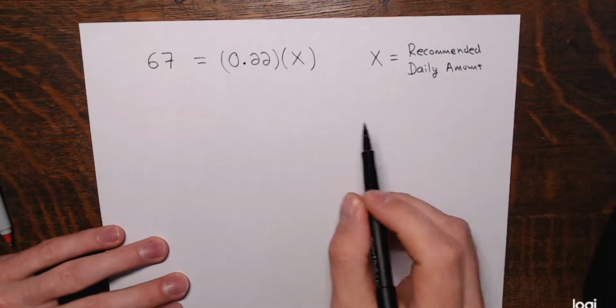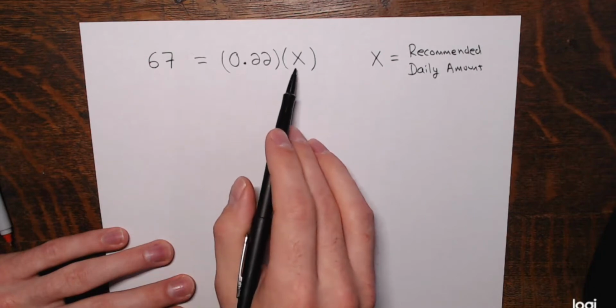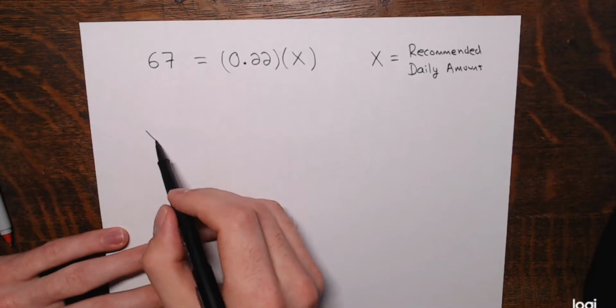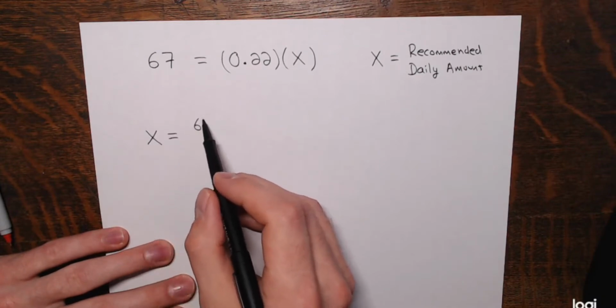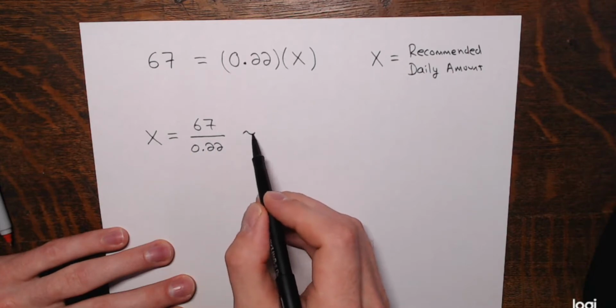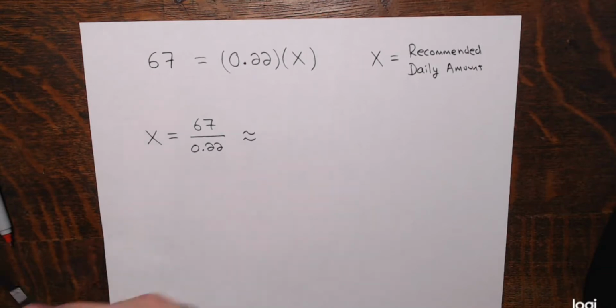So yeah, 67 grams of carbohydrates is 22% of the recommended daily amount. And then I just simply divide by 0.22. 67 divided by 0.22. And they're asking us to round this to the nearest gram, the nearest whole number here. Again, off to the side, I've got a calculator on me. So 67 divided by 0.22 is 304.5, so that would round up to 305 grams.